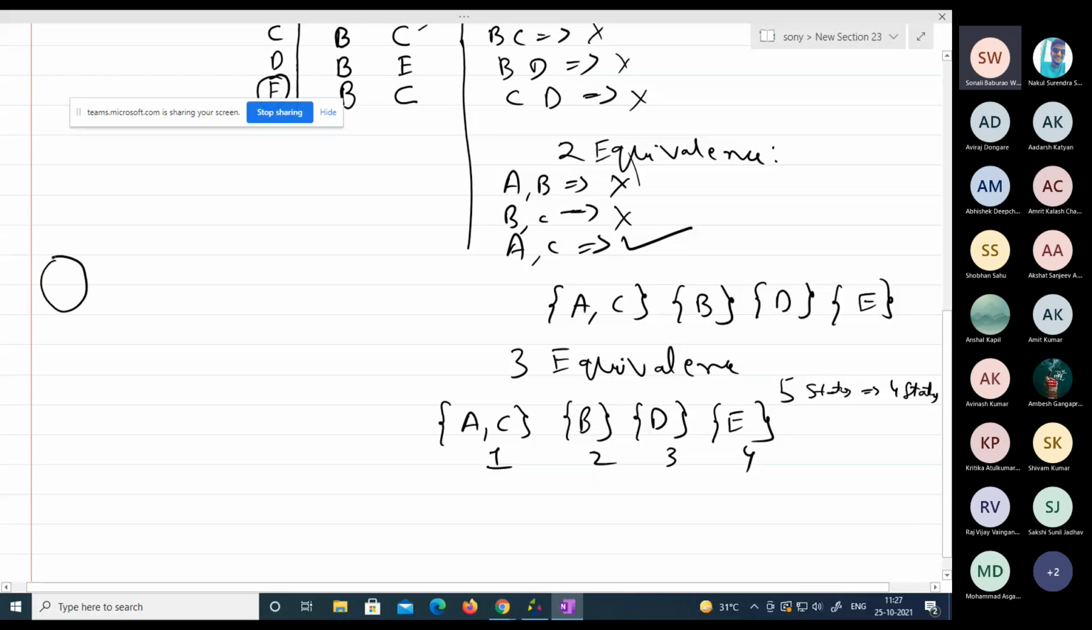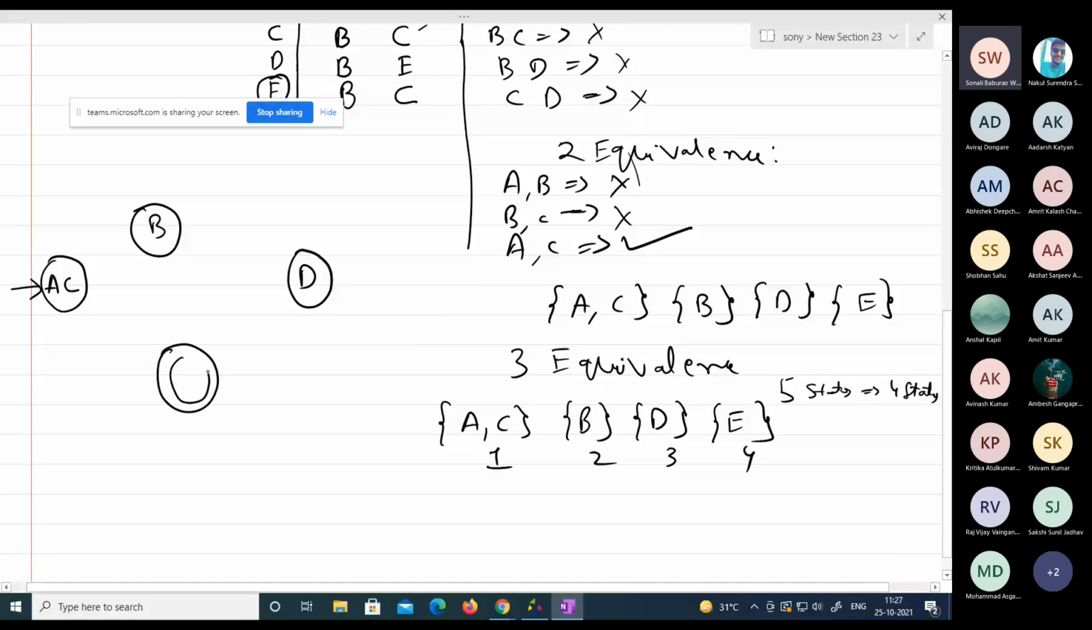So for the DFA, A is my initial state. I know that A is my initial state, therefore A is there, but along with A, I also have C, so I will not leave that. I will write C also, and that C will also become my initial state now. Now I'll write B here, D here, and then E is my final state.